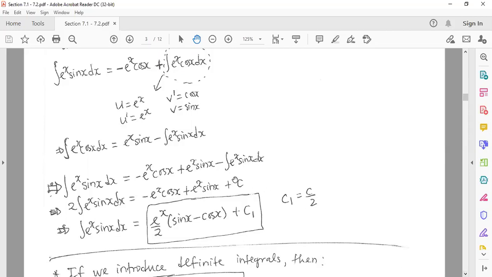If you notice here, I had a C, and because I'm dividing both sides by 2, I end up with a C1, which is just equal to C over 2. Like I said, you don't need to tell me that C1 is C over 2. You can just call it a K, or you can leave it as C. It's fine. I understand, all right. I'm not very strict about that.